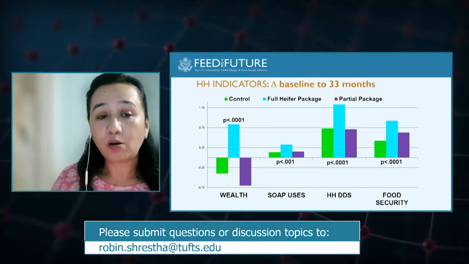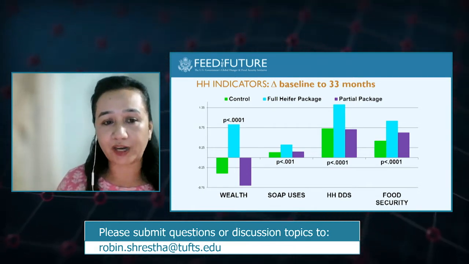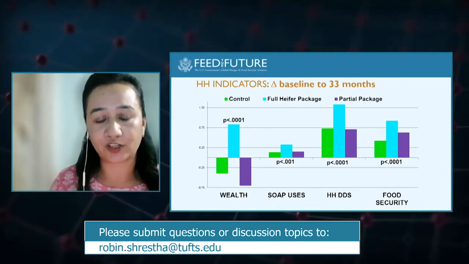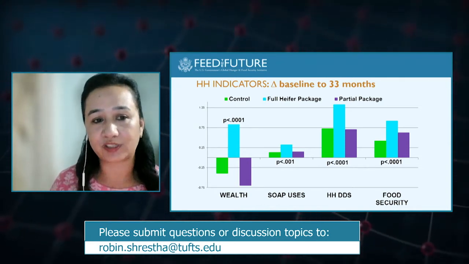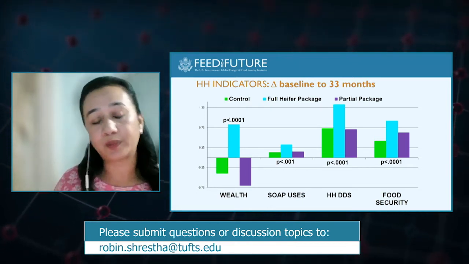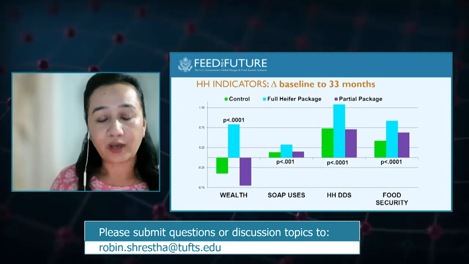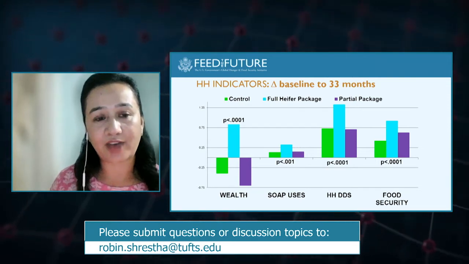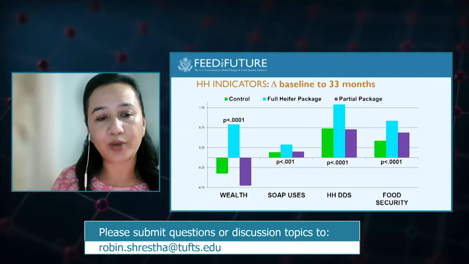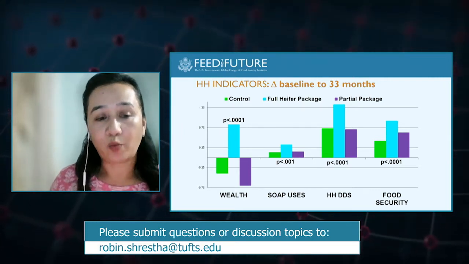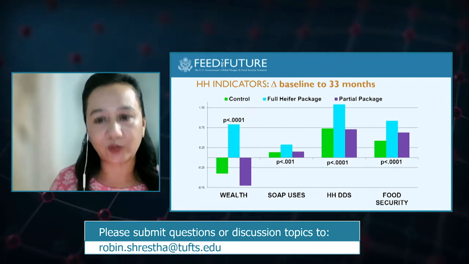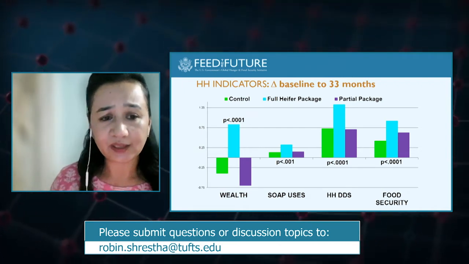And also the partial package, where we just looked at the technical trainings, both on the agricultural side and the nutrition side, that was something very close to control. So it did validate that the full package and the comprehensive piece of work was impactful in terms of the outcomes that we're looking for. Next.